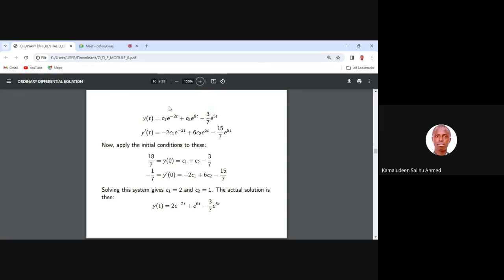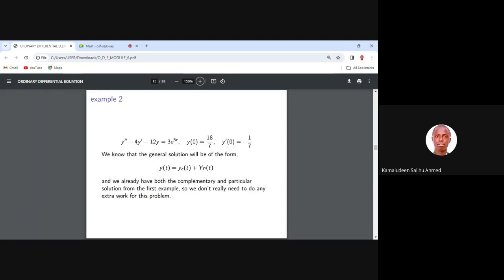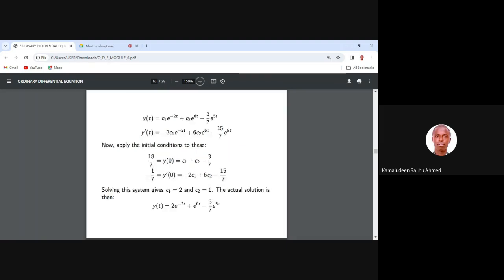Look at it here. But don't forget, this question is of second order. So when you have your general solution, which is this first line, you have to differentiate it how many times? Twice, for you to be able to plug it back into the general problem given to us.